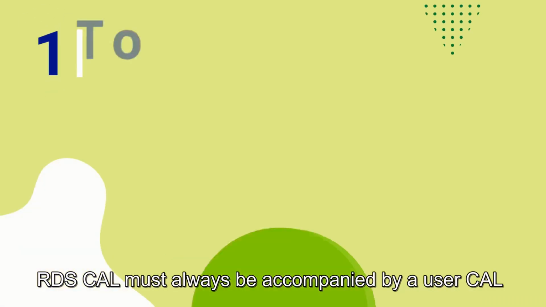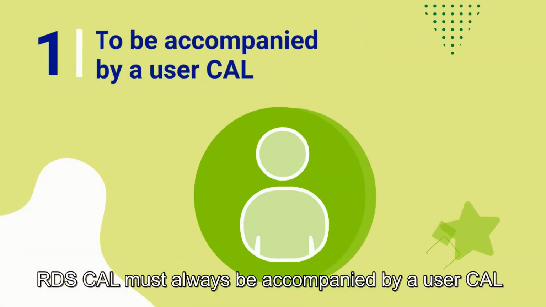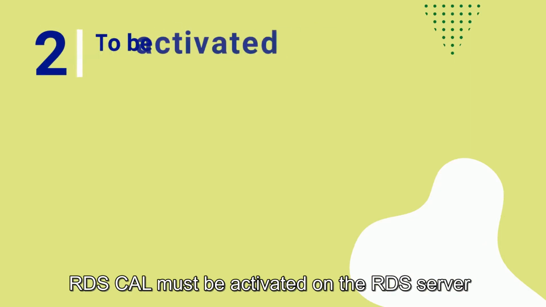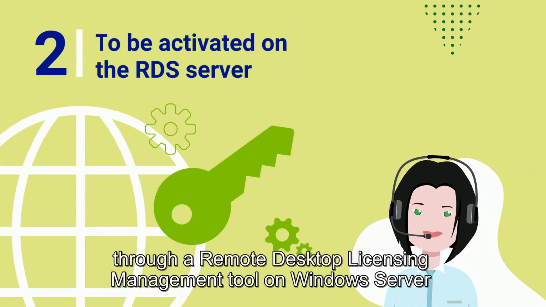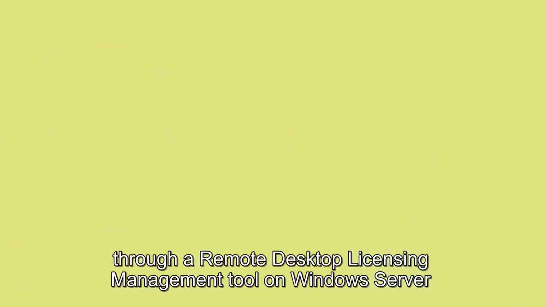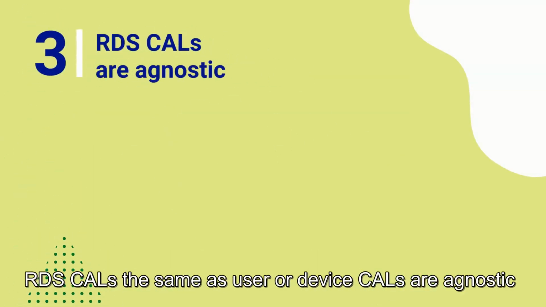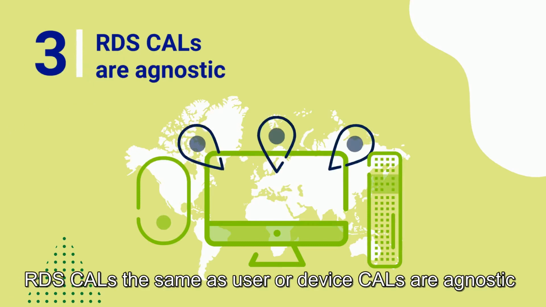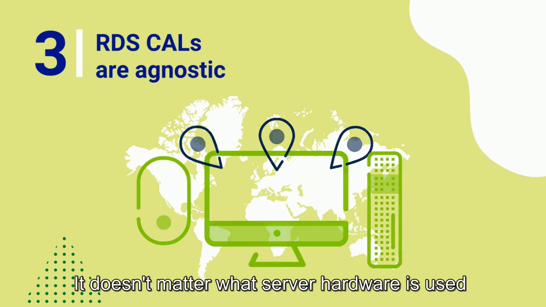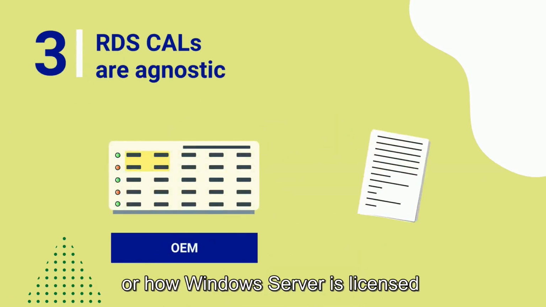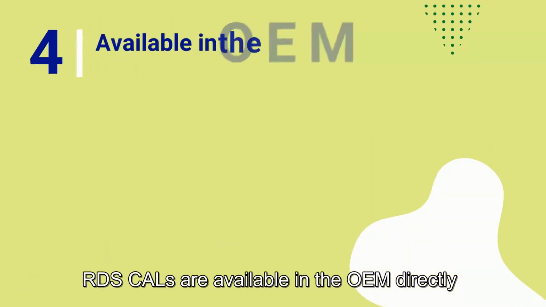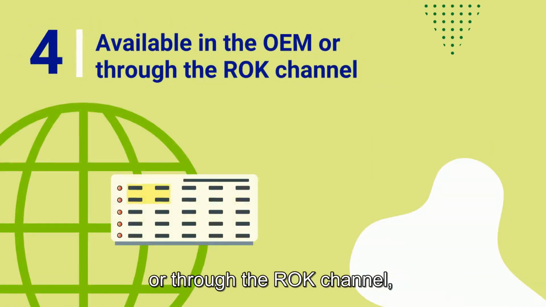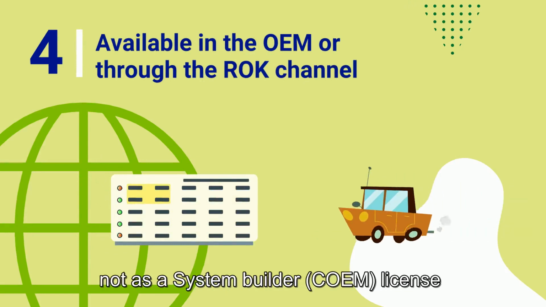An RDS CAL must always be accompanied by a User CAL. An RDS CAL must be activated on the RDS server through a Remote Desktop Licensing Manager tool on Windows Server. RDS CALs, the same as User or Device CALs, are agnostic. It doesn't matter what server hardware is used or how Windows Server is licensed. RDS CALs are available in the VL directly or through the CSP channel, not as a system builder license.